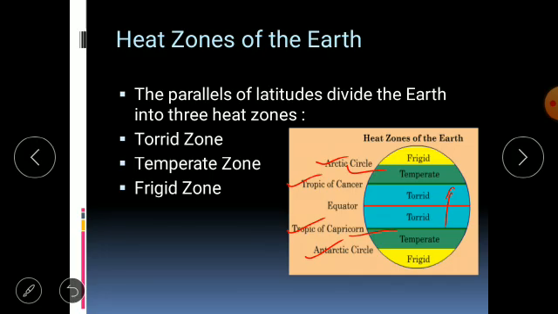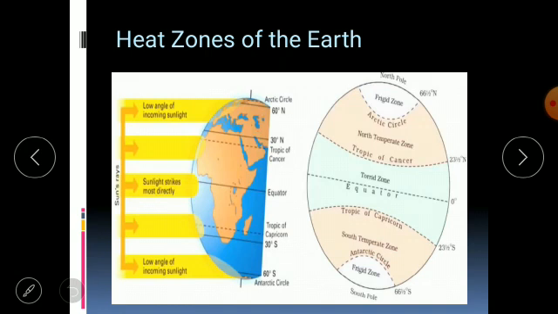Now the next zone is frigid zone. Frigid means very cold. This zone lies between the Arctic Circle and North Pole in the northern hemisphere and Antarctic Circle and South Pole in the southern hemisphere. These areas receive very slanting rays of the sun and so experience extreme cold throughout the year. The area between Arctic Circle and North Pole is known as North Frigid Zone, and the area between Antarctic Circle and South Pole is known as South Frigid Zone.